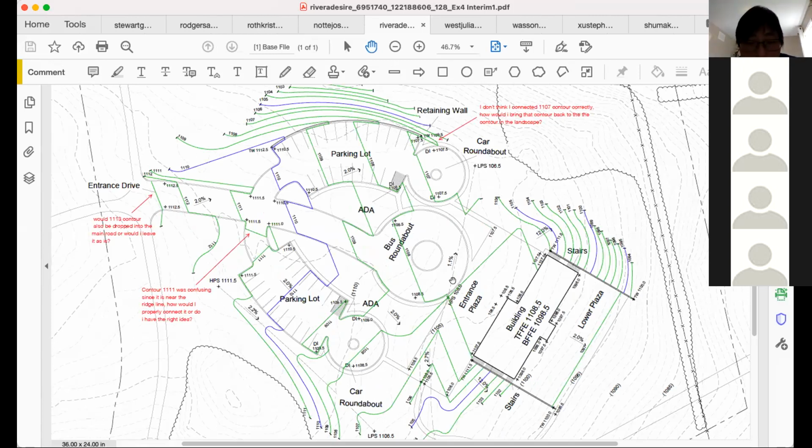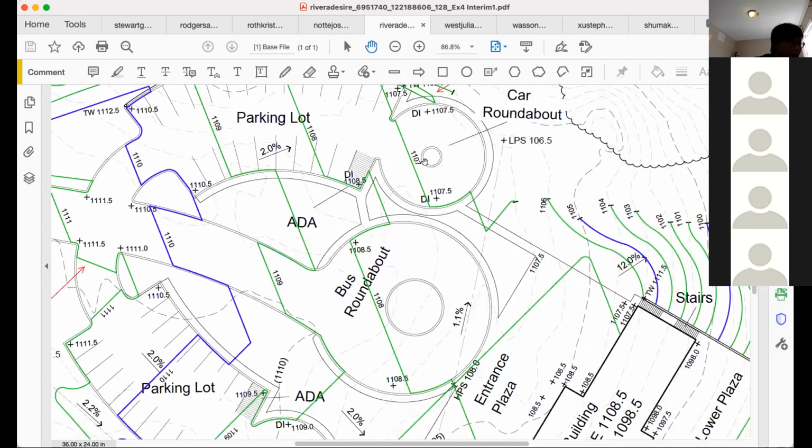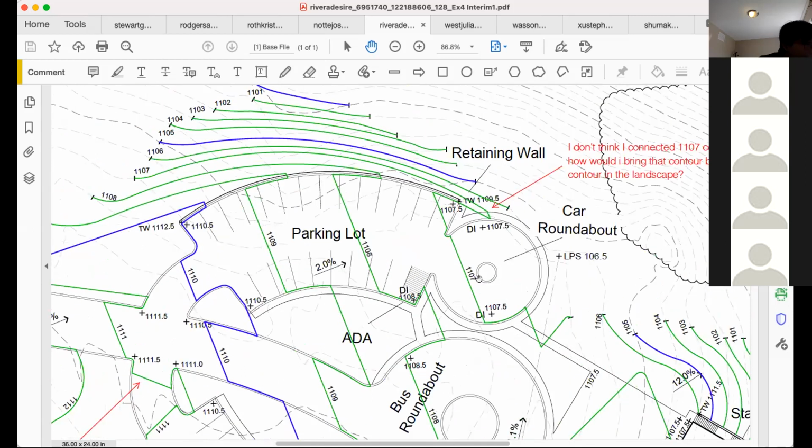I don't think I connected 1107 correctly. Confusing 1111. Then I have 13 dropped into the main road. I leave it as it is. Let's start from the top. Okay. We'll focus on the top and then move our way down. So you have your 1108 correct. You do have another one. So this one.